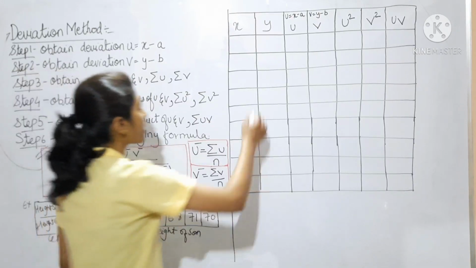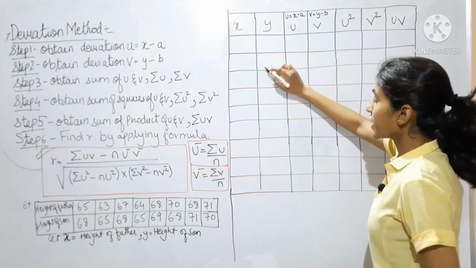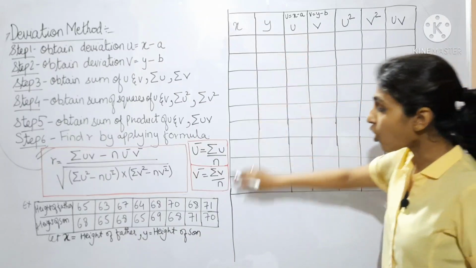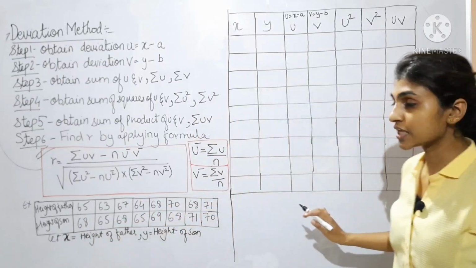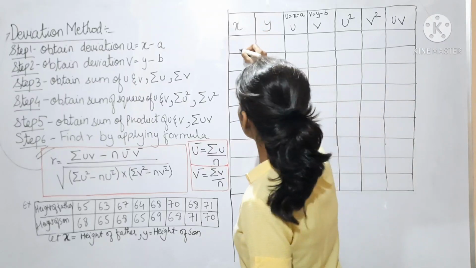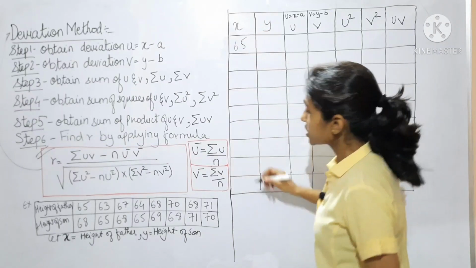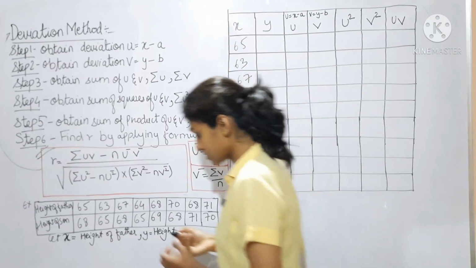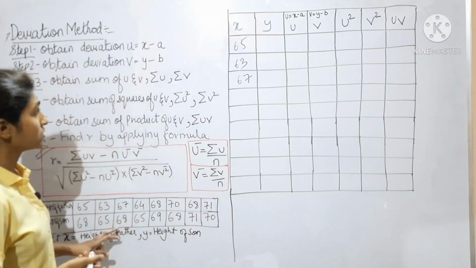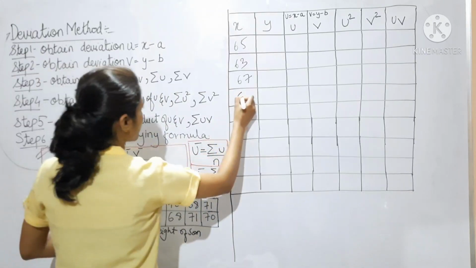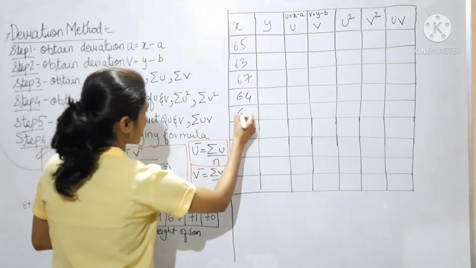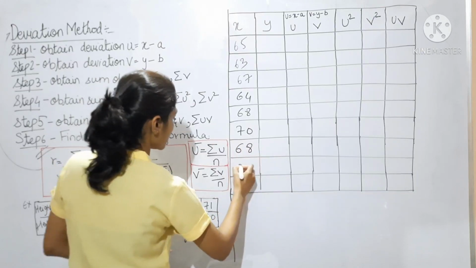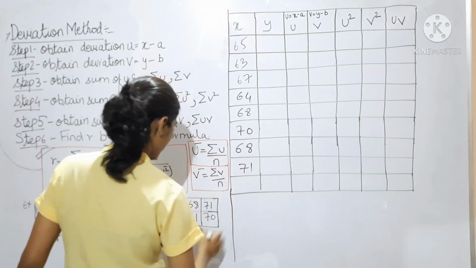Now, under the heading of x, write all the values of the fathers, and under the heading of y, write all the values of height of the son. So under x we are going to write height of father: 65, 63, 67, 64, 68, 70, 68, 71.